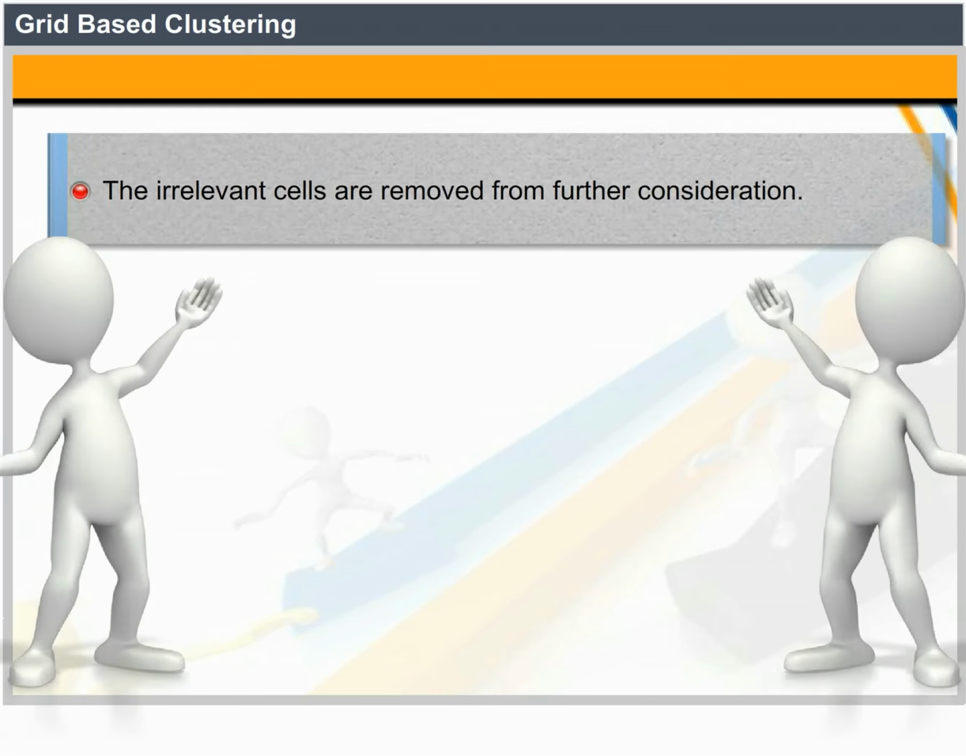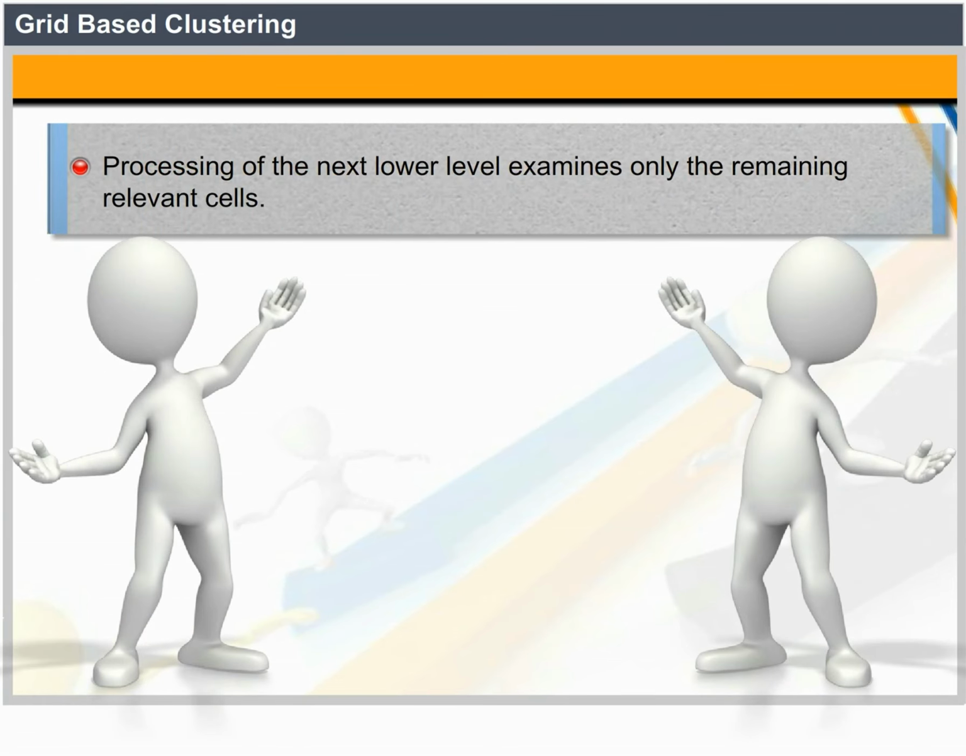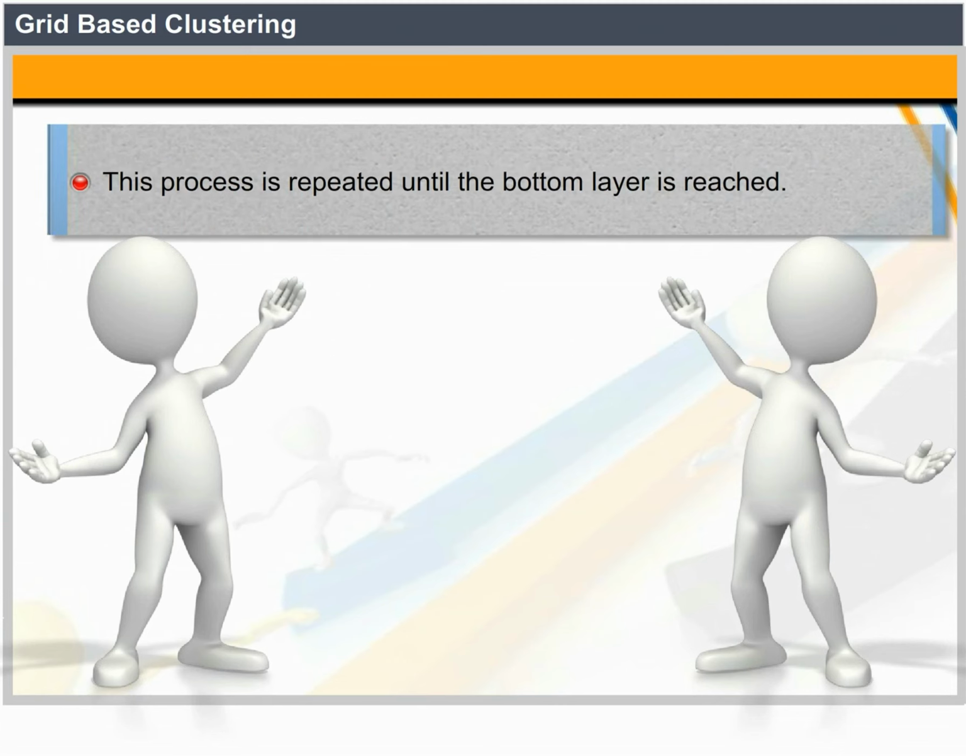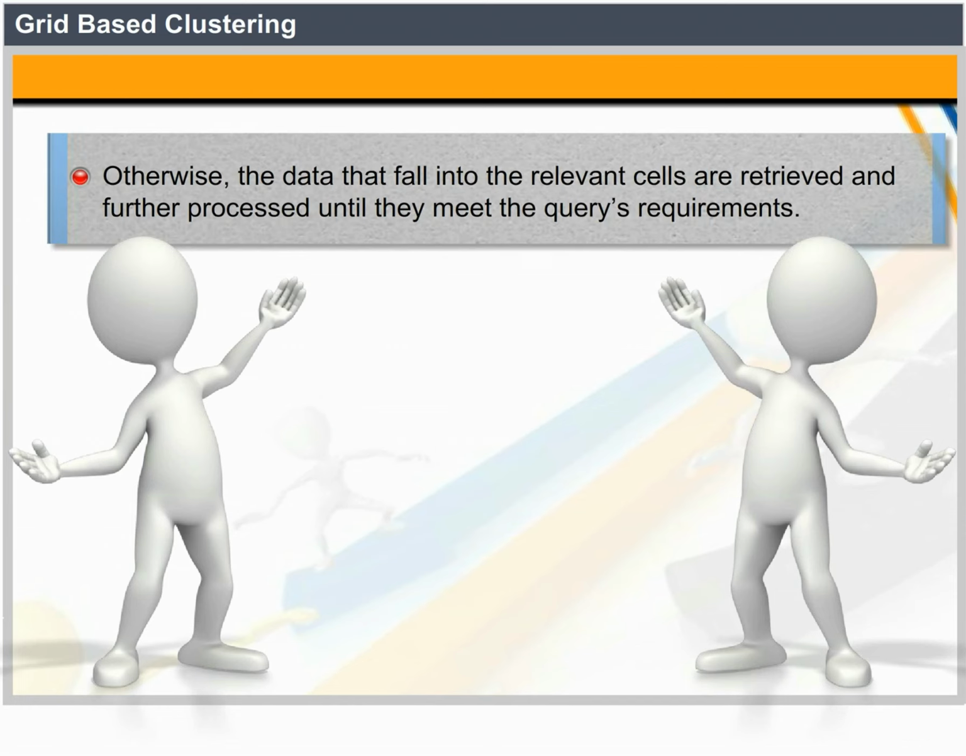The irrelevant cells are removed from further consideration. Processing of the next lower level examines only the remaining relevant cells. This process is repeated until the bottom layer is reached. At this time, if the query specification is met, the regions of relevant cells that satisfy the query are returned. Otherwise, the data that fall into the relevant cells are retrieved and further processed until they meet the query's requirements.